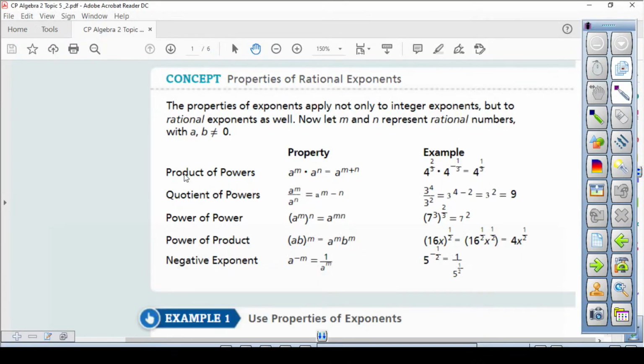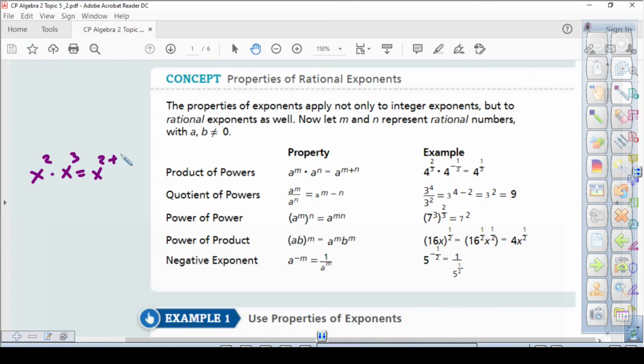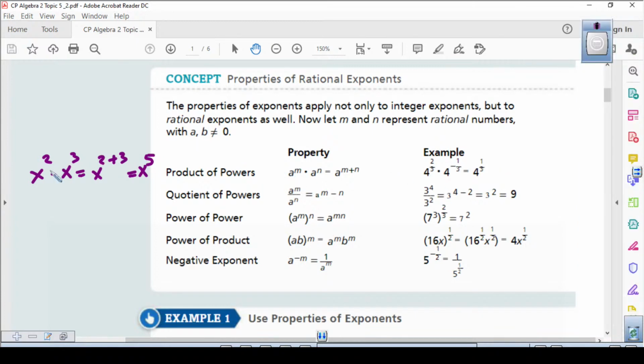The first one is the product property. What does the product property say? Well, if you have, let's say, x to the second times x to the third, that's going to be x to the 2 plus 3, which is x to the fifth. So basically, if you have the same base with different exponents and you're multiplying, you have to add the exponents. They did it here with fractions, and that's why I gave you a whole number here, so I don't have to worry about fractions. But same thing with fractions: 4 to the 2/3 times 4 to the negative 1/3, you just add them up. 4 to the 2/3 minus 1/3, or basically 4 to the 1/3.